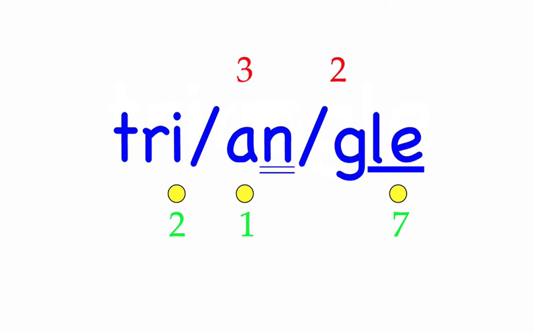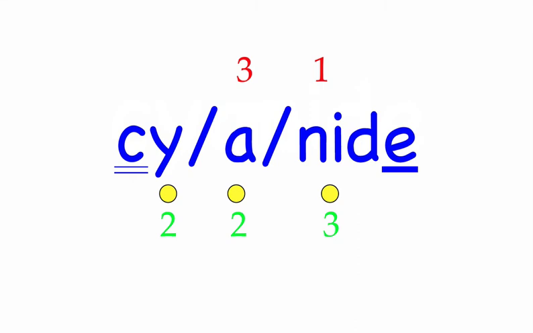Cyanide. Cyanide is a very poisonous gas. Sigh has 2 sounds. S, I. A, 1 sound. Nide, 3 sounds. N, I, d. Cyanide. Mark the word. And this completes the dictation of words from lesson 491.